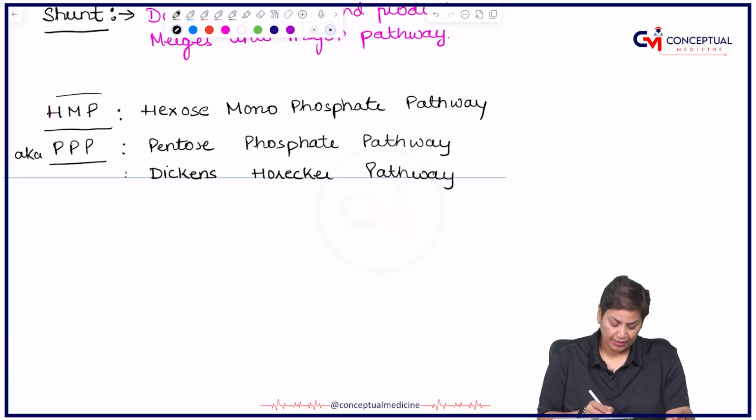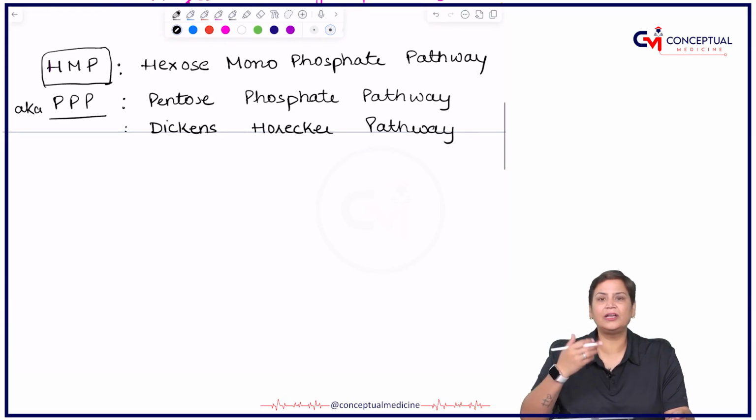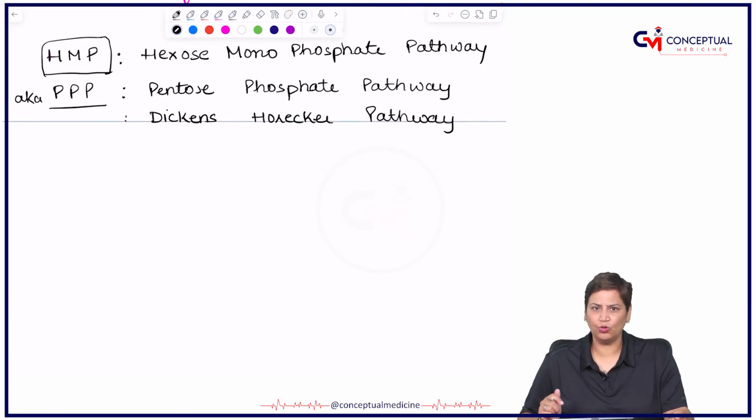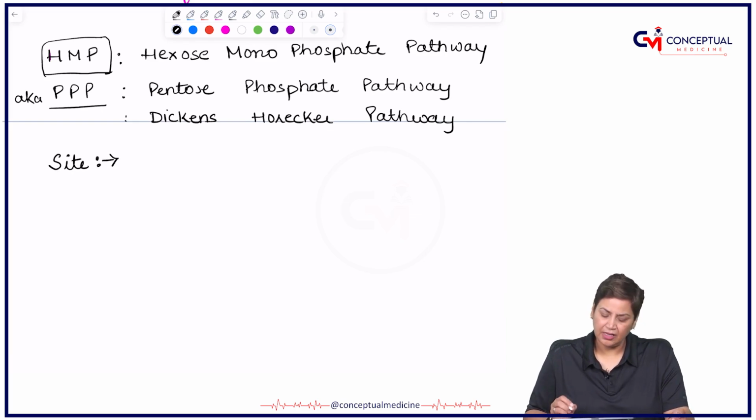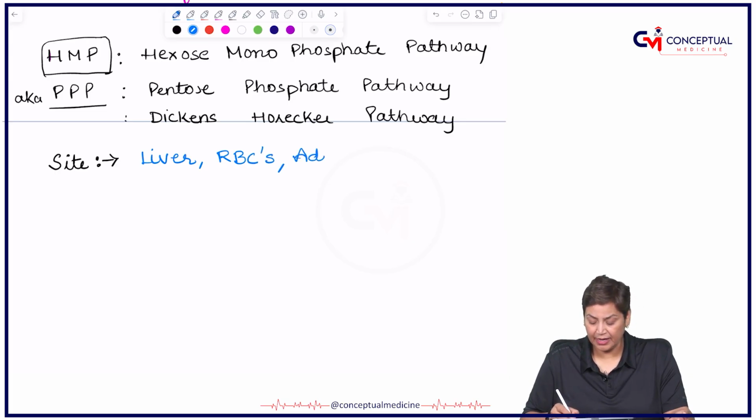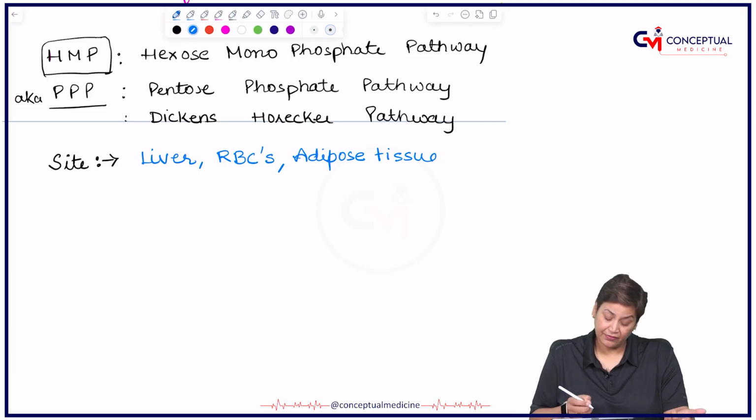Now, since it is an alternative method of oxidation of glucose, what is the site where it occurs? What role does it have to play in the organs? So if we talk about the site of the HMP shunt, the most important one is obviously the liver, because we know the liver is, again, the kitchen of the body. Then it plays a very important role in the RBCs. It plays an important role in the adipose tissue. It plays a very important role in the lactating mammary glands.